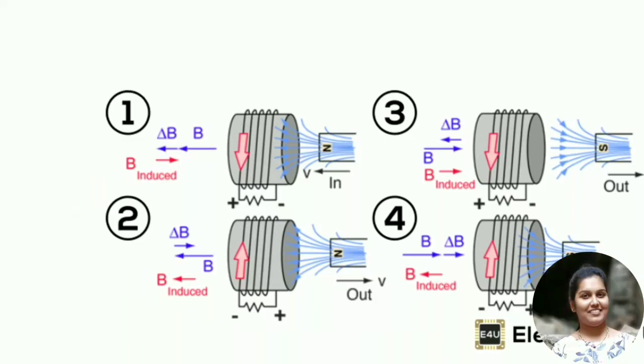Okay, you can observe in the second figure, figure 2, when the magnetic field B is decreasing, the induced magnetic field will again act in opposition to it. But this time, opposition means that it is acting to increase the field, since it is opposing the decreasing rate of change.